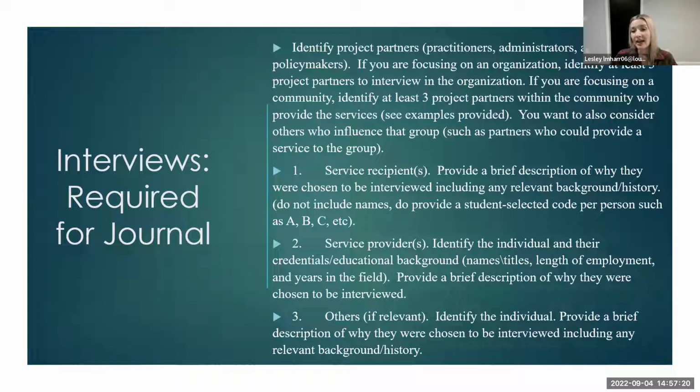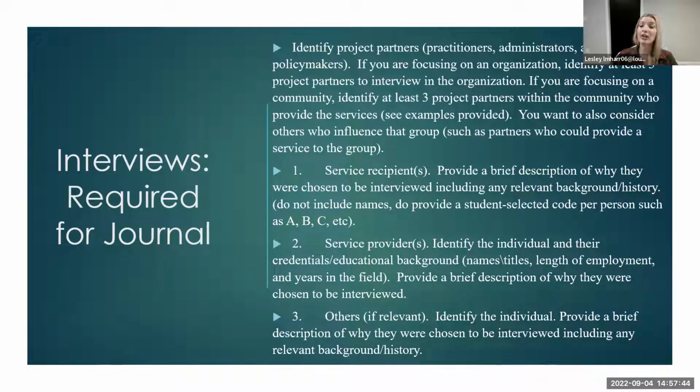Lastly, you could identify an individual, let's say a policymaker or a community member who might not be a client, but knows or is involved in the organization in some capacity. That could be a physician. It could be someone who works in a spiritual community related to the population of focus.